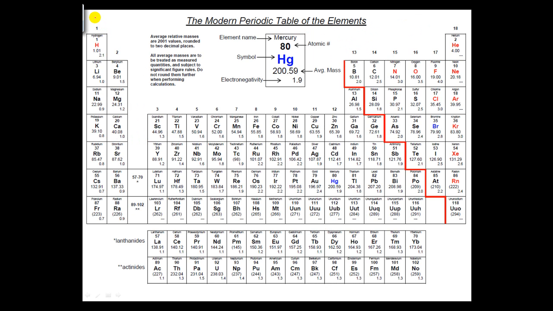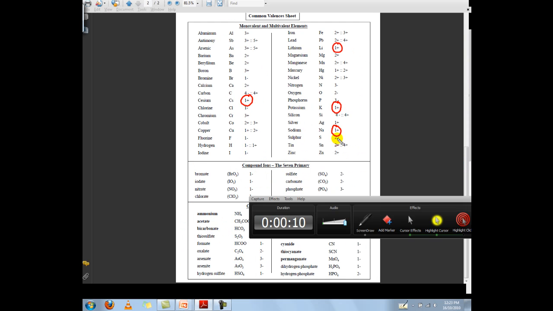So hopefully you have noticed that everyone in group 1A over here contains a 1 plus valence charge. Hydrogen, lithium, sodium, potassium, 1 plus, 1 plus, 1 plus, 1 plus. Because they need to lose 1 electron to become stable. And by losing a negative electron, you are more positive by 1.